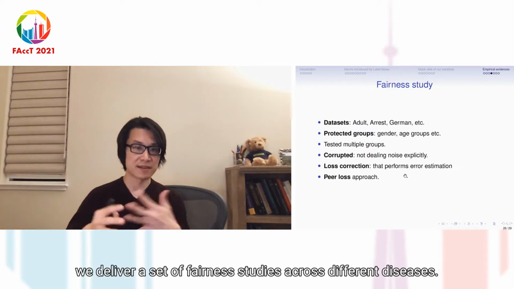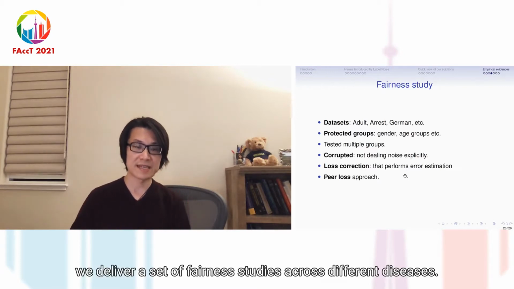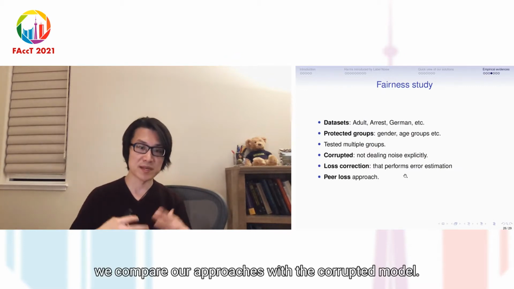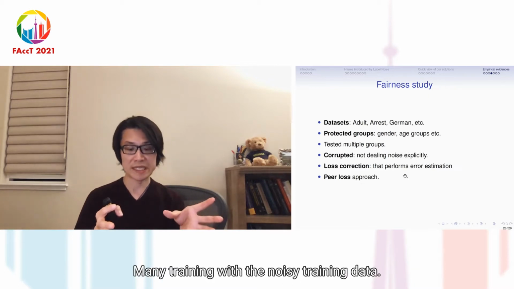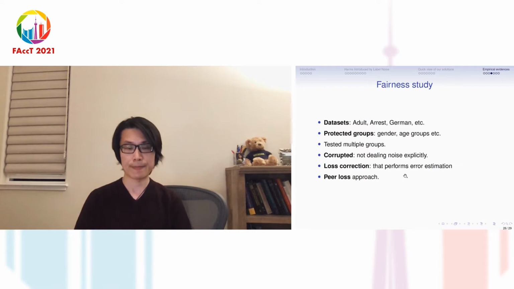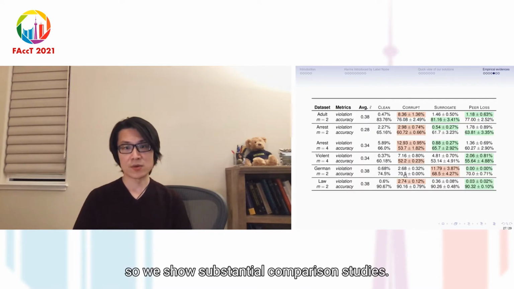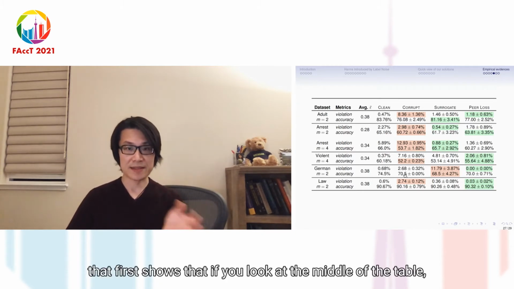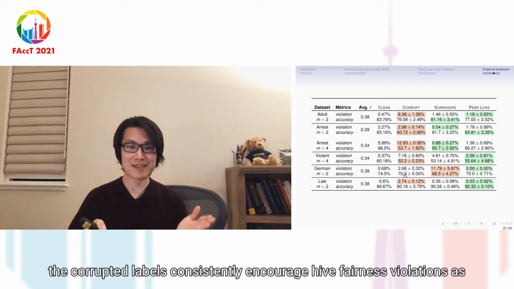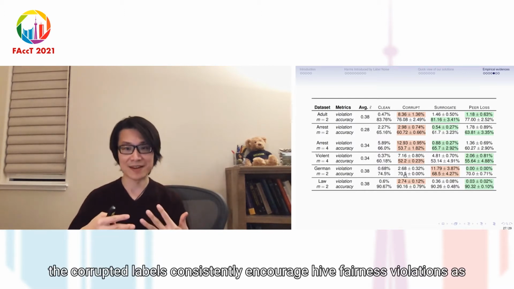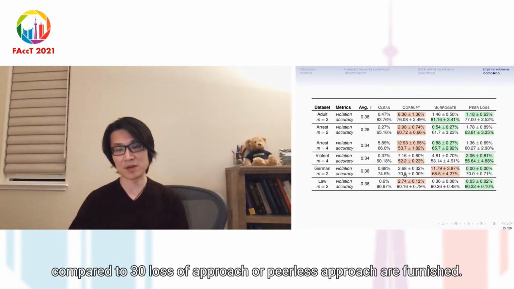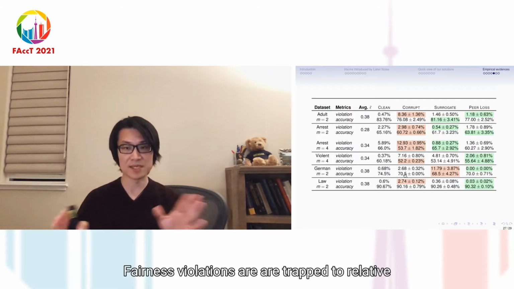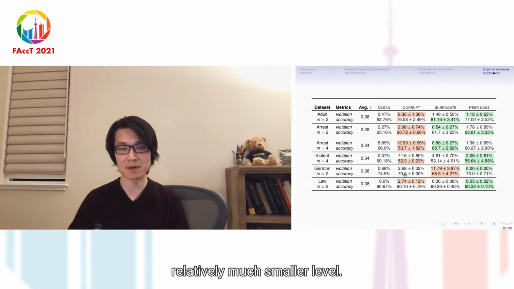But we also deliver a set of fairness studies across different data sets for different protected groups. We compare our approaches with the corrupted model, meaning training with the noisy training data set directly. Okay. So we show substantial comparison studies that first show that if you look at the middle of the table, the corrupted labels consistently incur high fairness violations as compared to the surrogate loss approach or pure loss approach. Our fairness violations are capped to a relatively much smaller level.